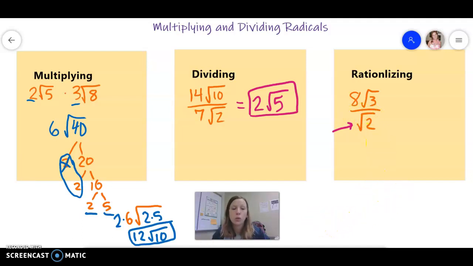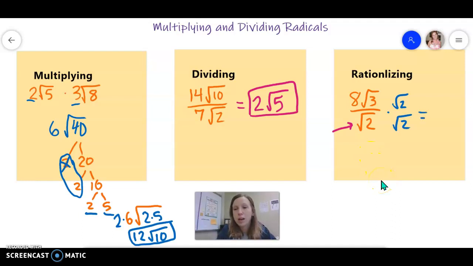So how do we get rid of it? What we do is we're going to multiply the numerator and denominator, both the top and bottom, by that radical. So we're going to multiply the top by radical 2 and the bottom by radical 2, okay? I want to be clear, you're always multiplying by the radical that's in the bottom. We're not multiplying by radical 3. And you'll see the reason in a minute why we chose the bottom one, okay?